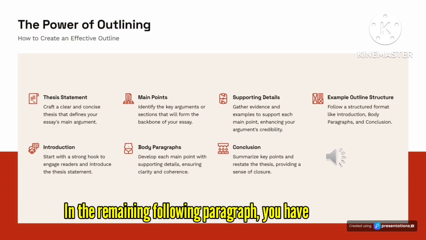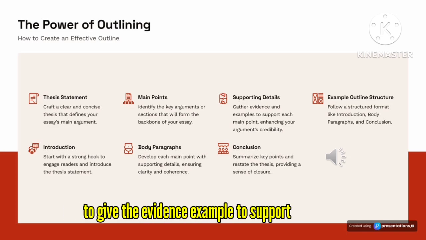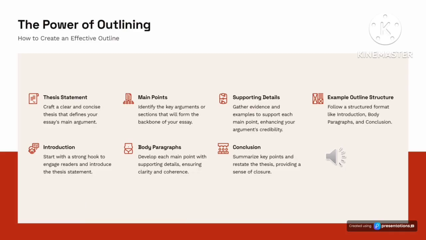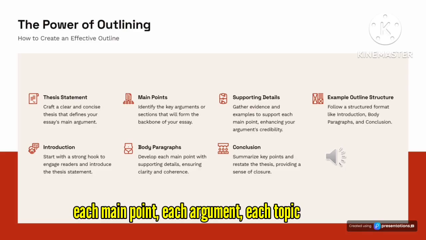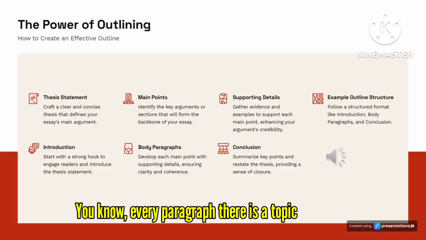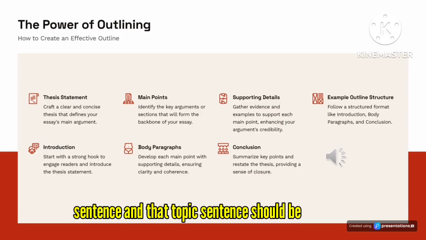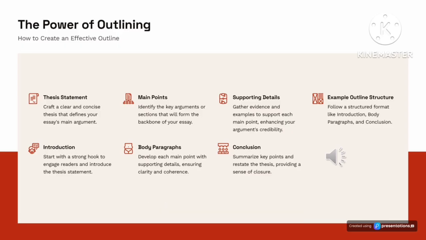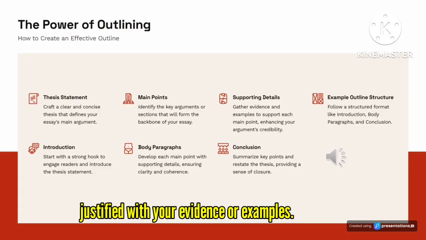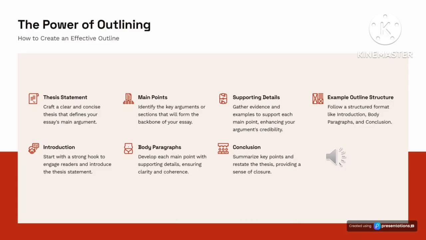After that, supporting details. In the remaining following paragraphs, you have to gather evidence and examples to support each main point, each argument, each topic sentence. In every paragraph there is a topic sentence, and that topic sentence should be justified with your evidence or examples.